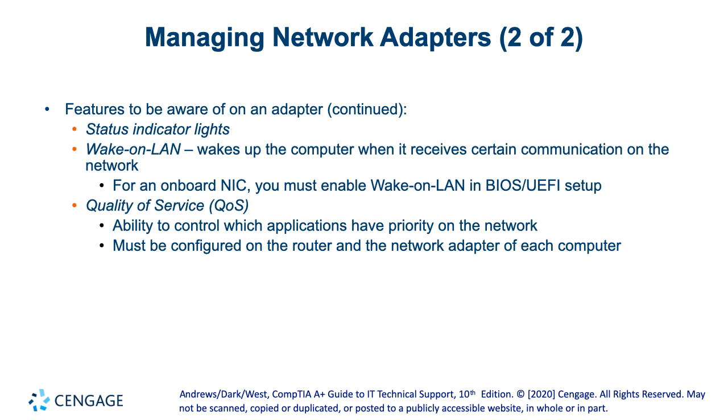Network cards typically have status lights, and if the system is configured properly, they can even wake up a computer when data is received. If your computer's asleep, you can wake it up by sending it data if it's properly configured. For some networks, we need to have the ability to prioritize network traffic, and we use quality of service, or QoS, to describe this process. And to prioritize traffic on a network, the network cards and routers must be configured to handle this.